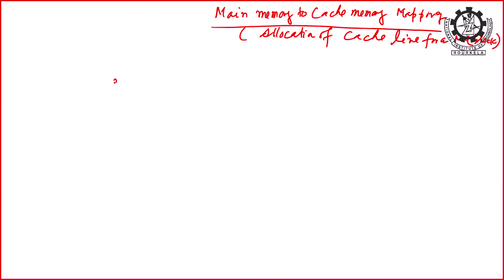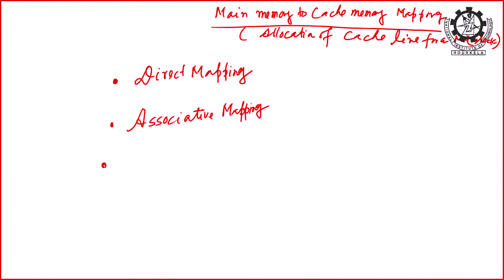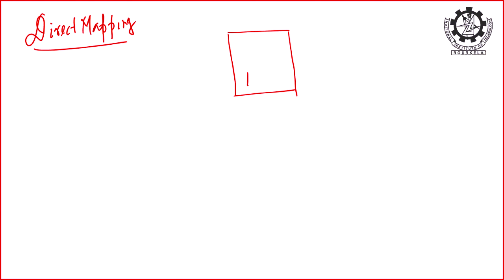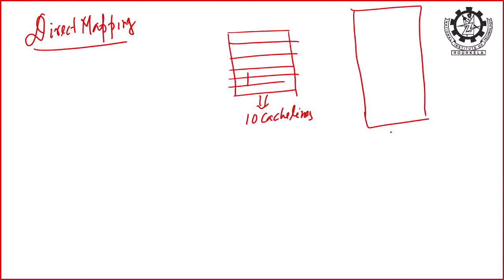There are 3 major schemes. One is called direct mapping, another is called associative mapping, and another is called set associative mapping. We will complete this class with one example of direct mapping. In the last example we have the cache memory of 10 blocks, so we have 10 cache lines, and then we have main memory of 100 blocks.